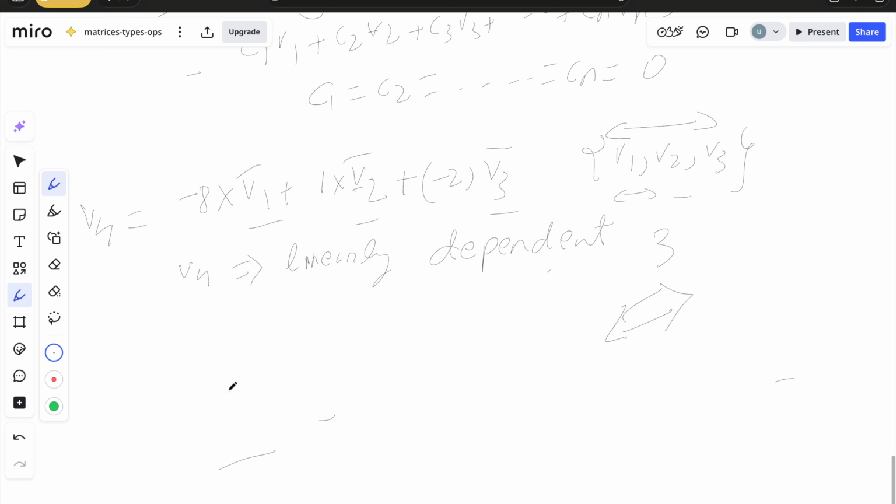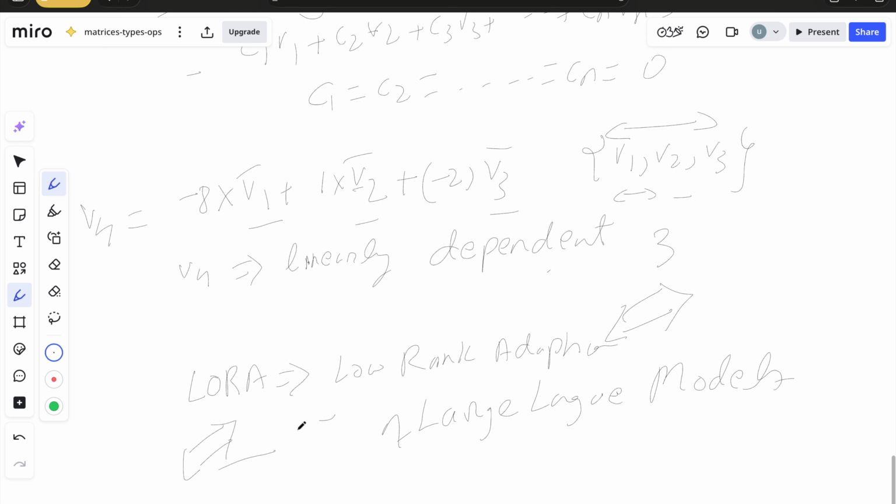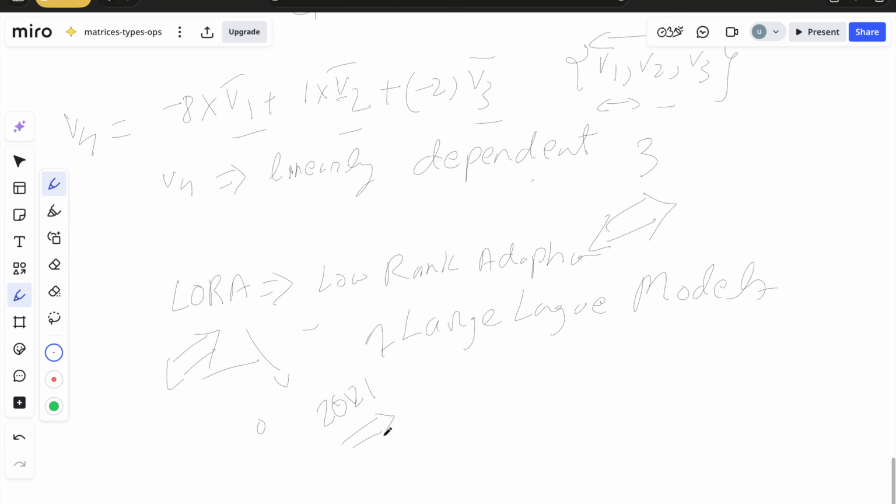Now this concept has been applied to a very recent and powerful piece of research called LoRA, low rank adaptation of large language models. This is an important milestone in the research of AI or large language models that we all know. This paper was released in 2021, if I'm not wrong, and we will talk about this for 5 to 7 minutes to understand how this concept has been applied here.